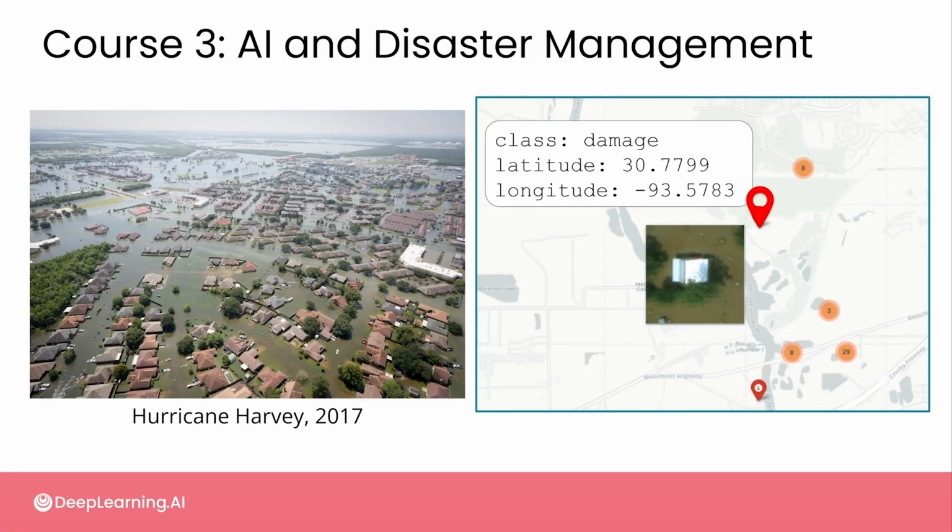In the third course, you'll be exploring my personal area of expertise, which is disaster management and response. You'll be using satellite imagery to assess damage after Hurricane Harvey in the United States. In 2012, I actually employed a similar system in the aftermath of Hurricane Sandy, so we'll talk about that as well.